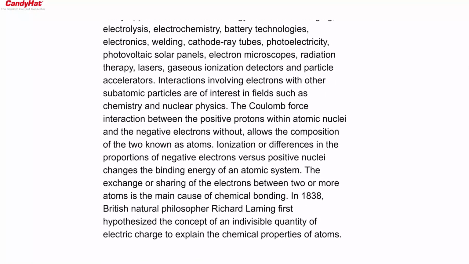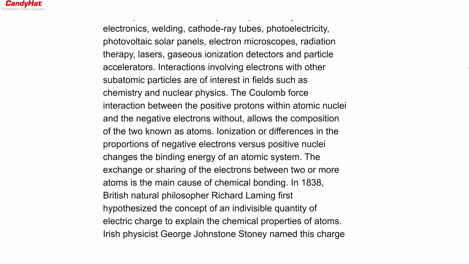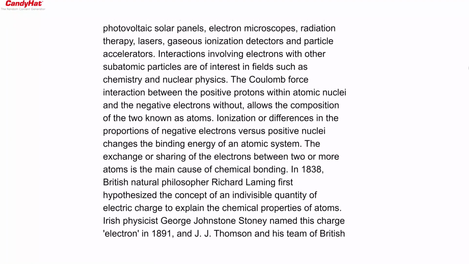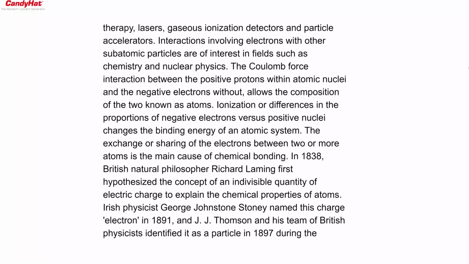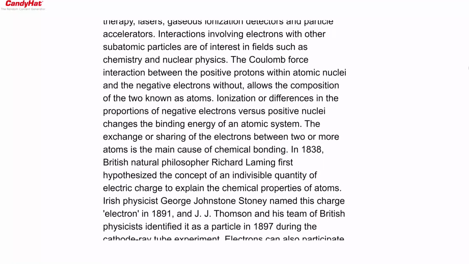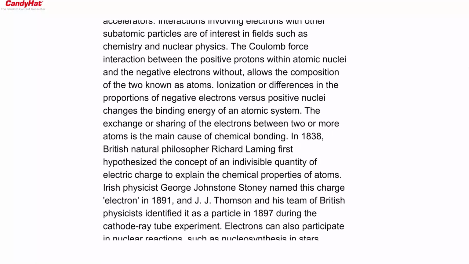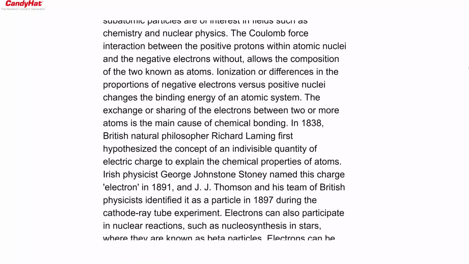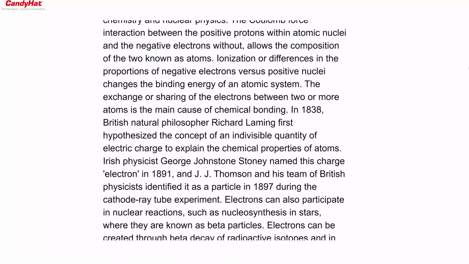In 1838, British natural philosopher Richard Laming first hypothesized the concept of an indivisible quantity of electric charge to explain the chemical properties of atoms. Irish physicist George Johnstone Stoney named this charge electron in 1891, and J. J. Thomson and his team of British physicists identified it as a particle in 1897 during the cathode ray tube experiment.